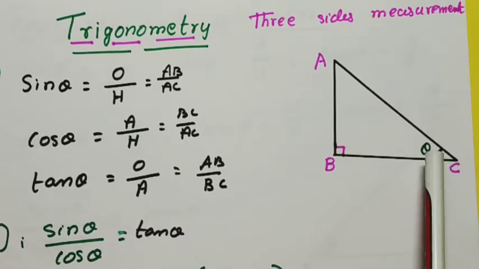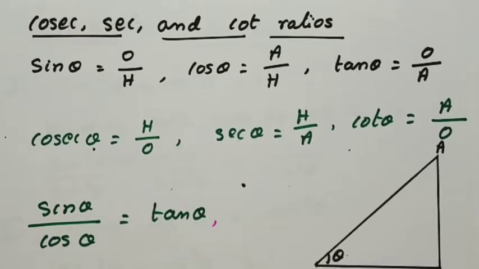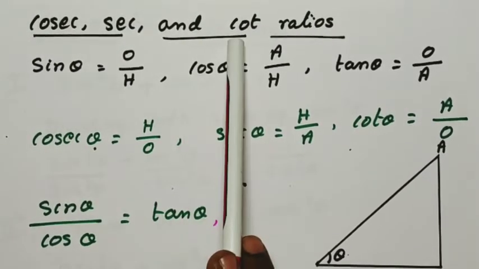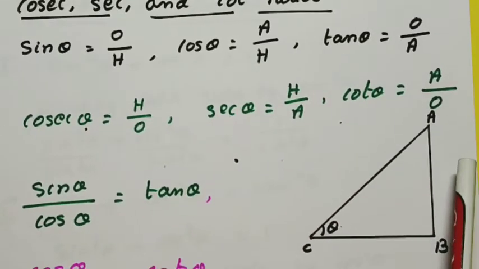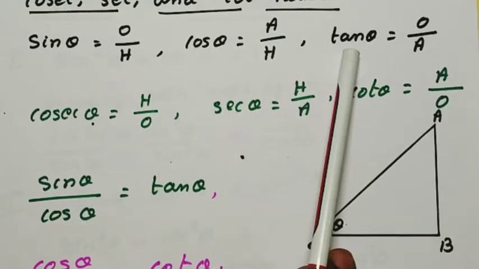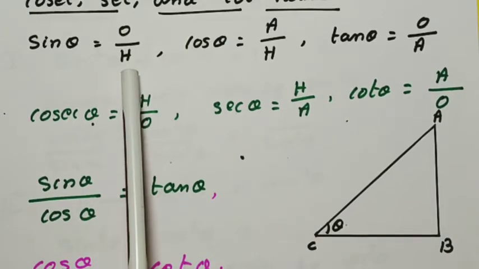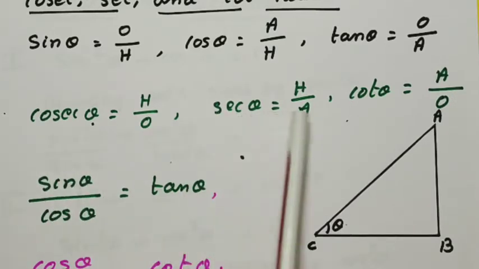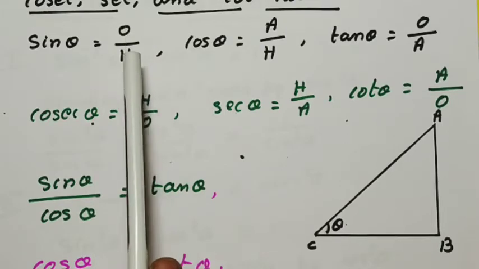And what other ratios did you study in this class? Cosec theta, sec theta and cot theta. Cosec, sec and cot ratios. So I told you an easy method of learning this, right? Keep in mind sin, cos, tan in the order. So sin theta is opposite side upon hypotenuse. So first we'll keep sin, cos, tan. Then below we will write cosec, sec, cot. Right? So sin theta is opposite side upon hypotenuse.